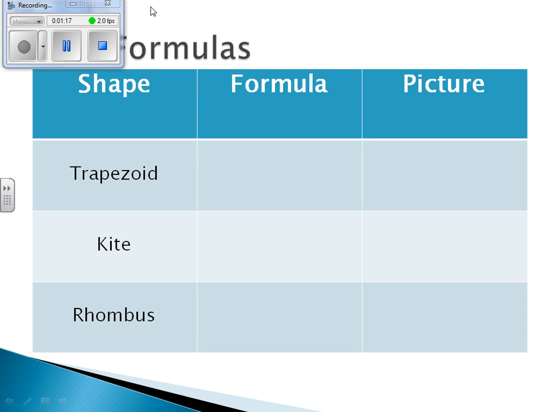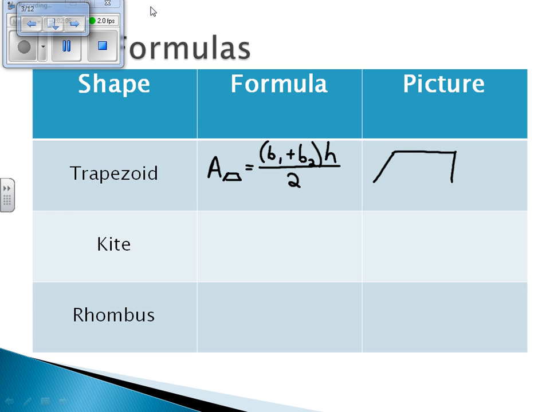So the three shapes we need to talk about today: trapezoid, kite, rhombus. The formula for the trapezoid. Does anybody know it? Not base 1 times base 2, but base 1. Yeah. The area of a trapezoid is the sum of the bases, so B1 plus B2, times the height, and then divided by 2. On the next slide, I'm going to show you where that comes from. So the sum of the bases times the height divided by 2.